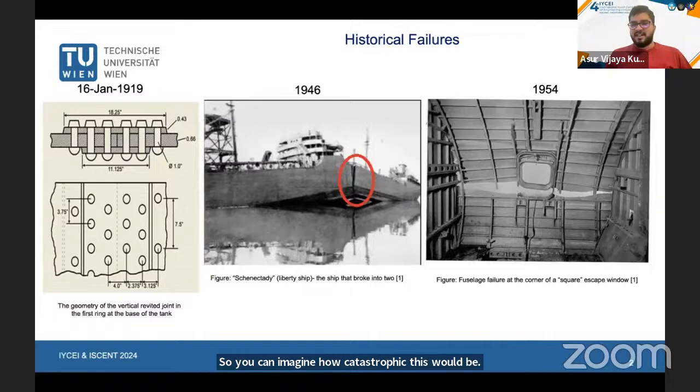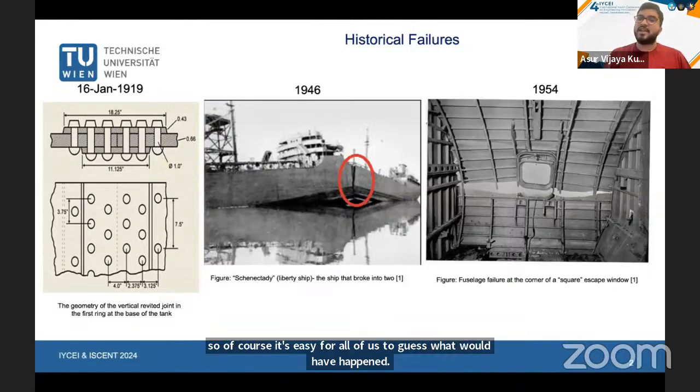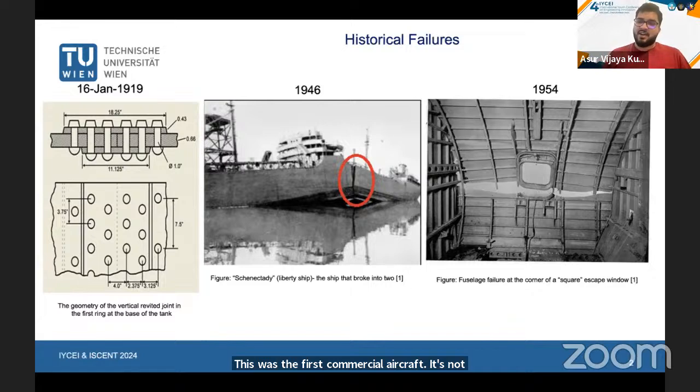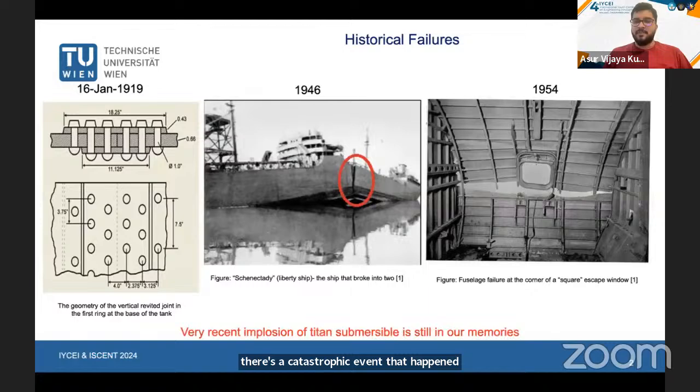And this is the first commercial aircraft with a square window. So now in 2024, we know how stress concentration works around square windows. So of course, it's easy for all of us to guess what would have happened. This was the first commercial aircraft. It's not even, let's say, designed or tested through experiments or something. Because of the square windows, you can already see the stress concentration there, and then a catastrophic event happened, of course putting a lot of people in danger.